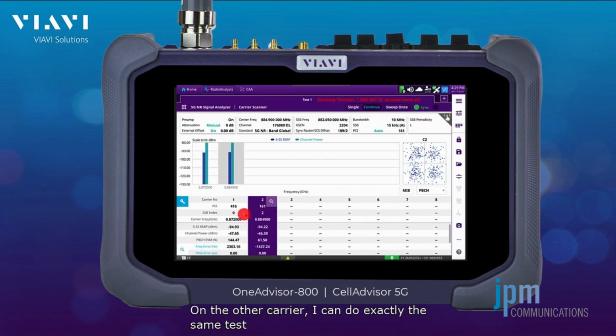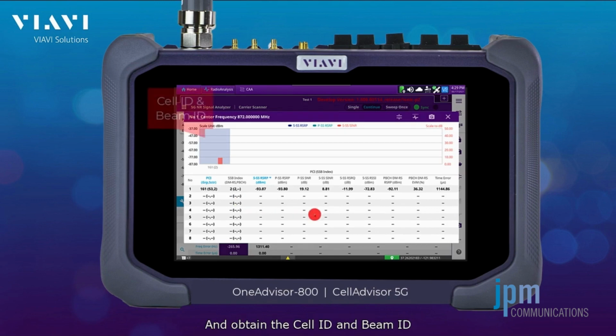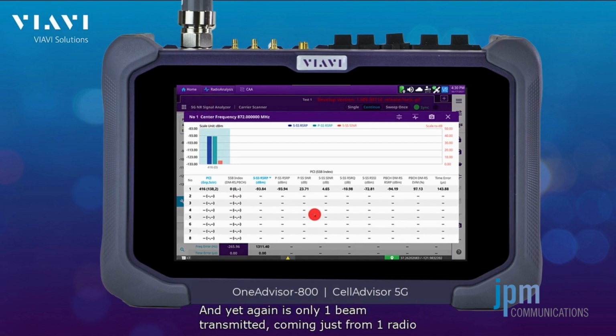On the other carrier, I can do exactly the same test and obtain the cell ID and beam ID, and yet again it's only one beam transmitted, coming just from one radio.